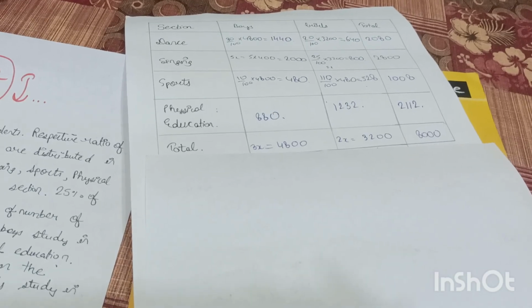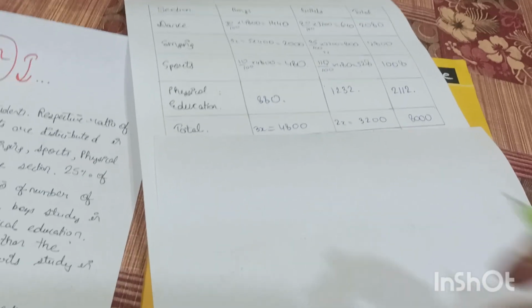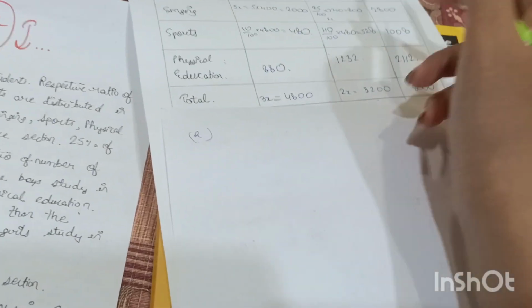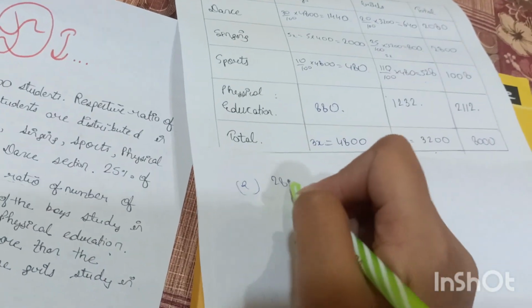So you can see the table is made like this. Now let us solve the questions. For the first question, the total number of students in singing, you can directly see it is 2800. So you can write 2800.